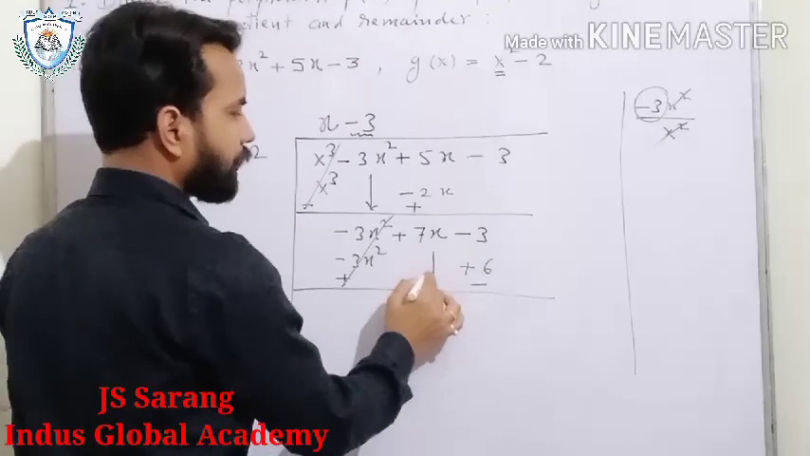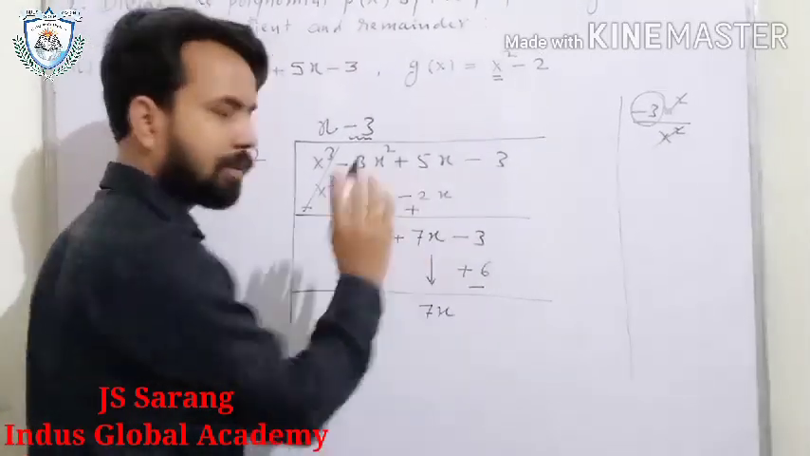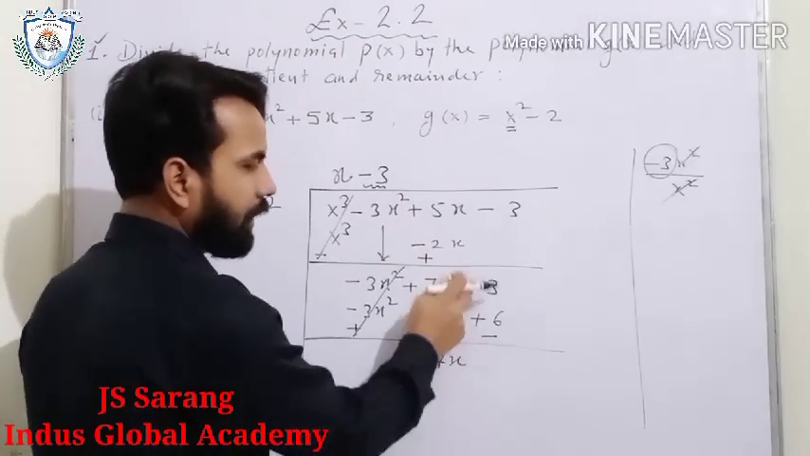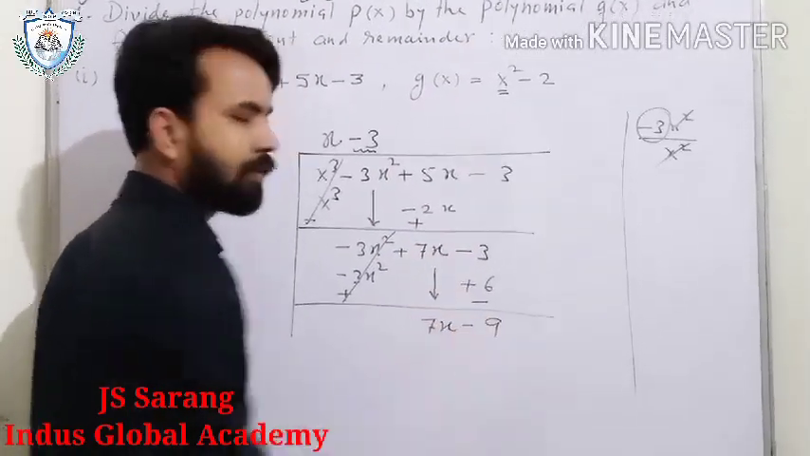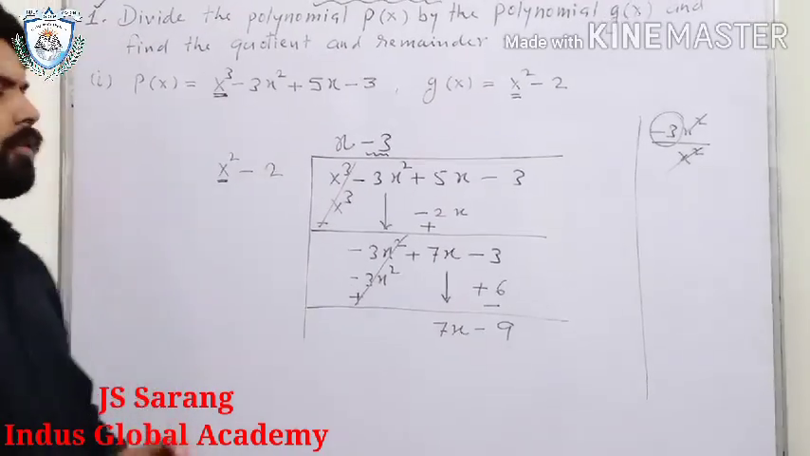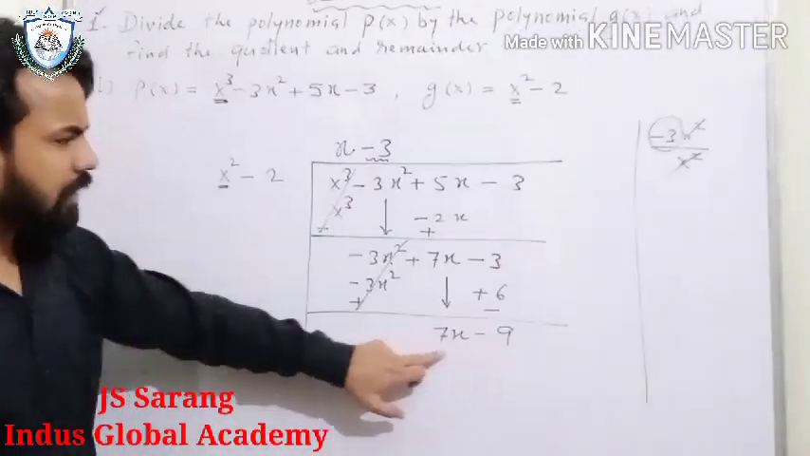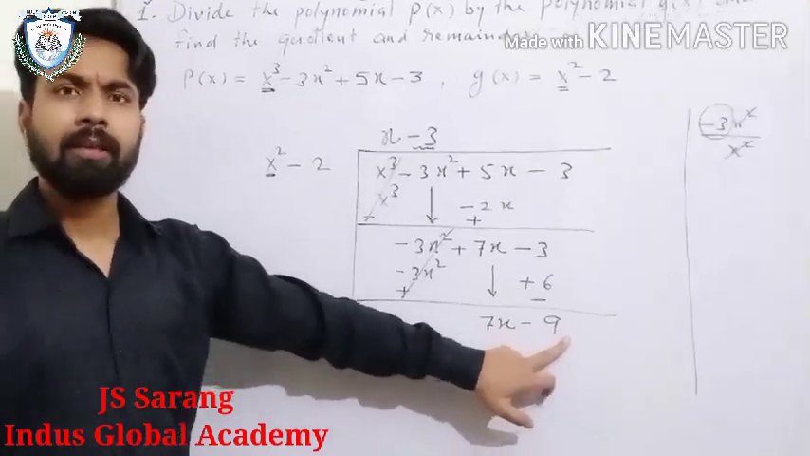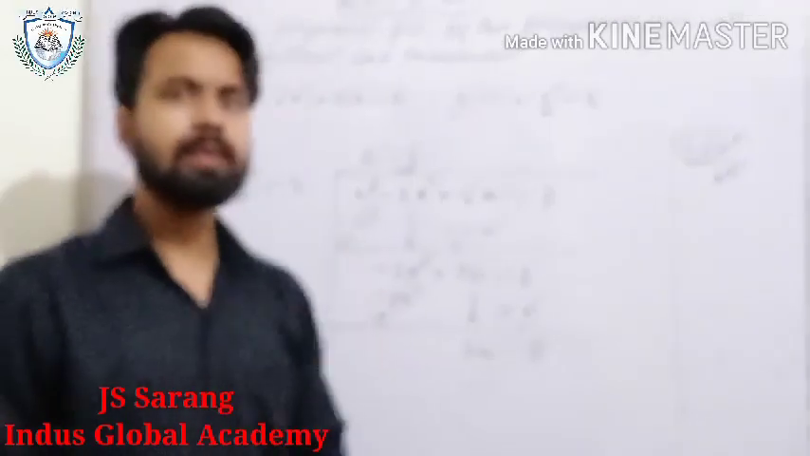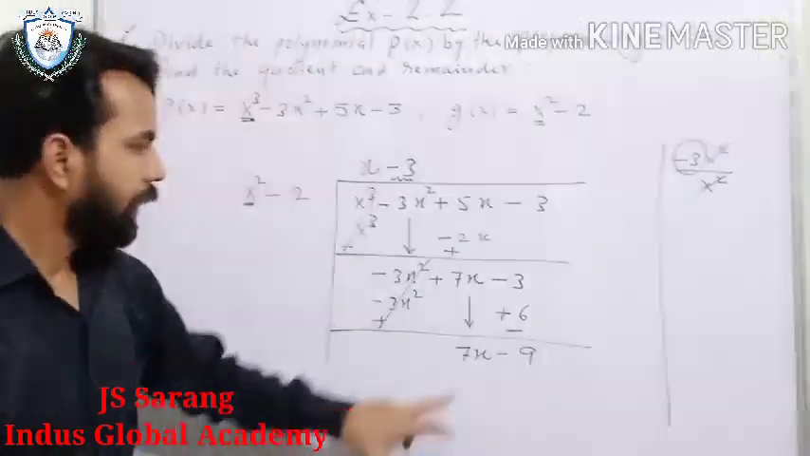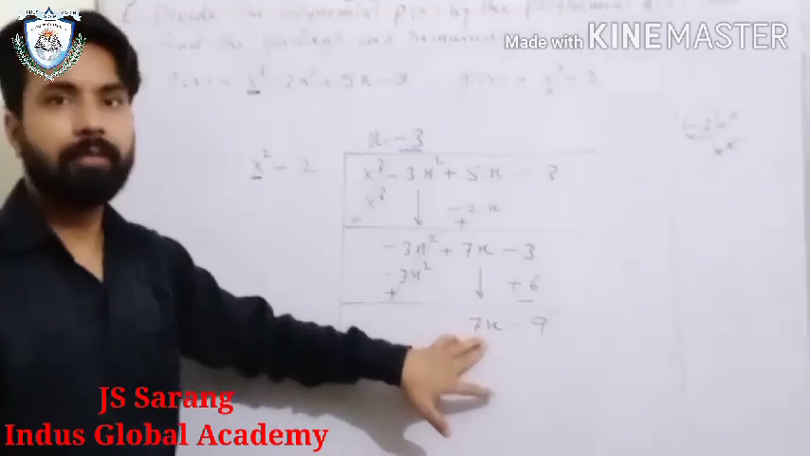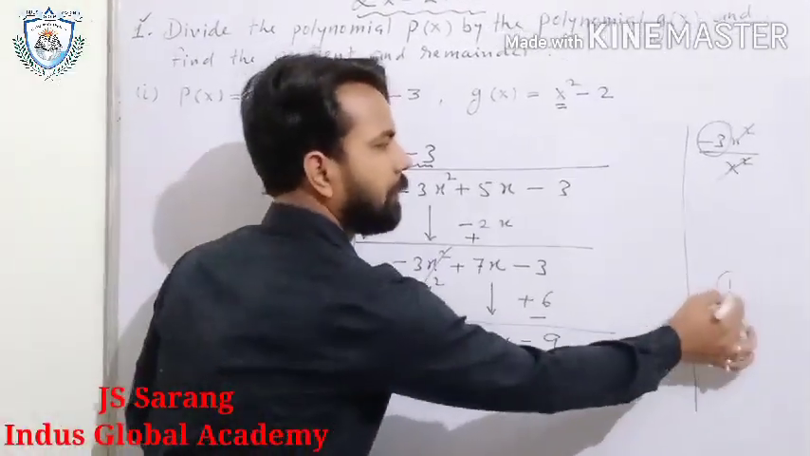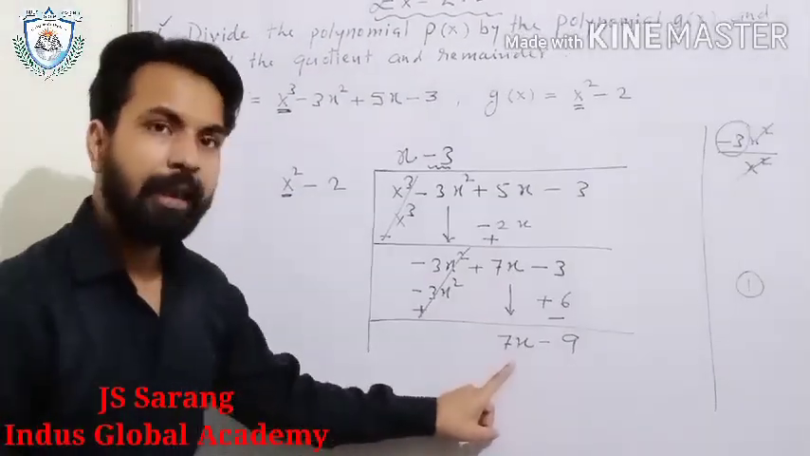What is left here? 7x. Clear? And minus 3 and minus 6 will be minus 9. Understood? Now see, can you tell me what is the degree of this? I told you what is the degree of a polynomial. Degree of a polynomial is the highest power of the variable. So here what is the variable? Variable is x and its power is 1. So the degree of this polynomial is 1. The degree of this remainder is 1.